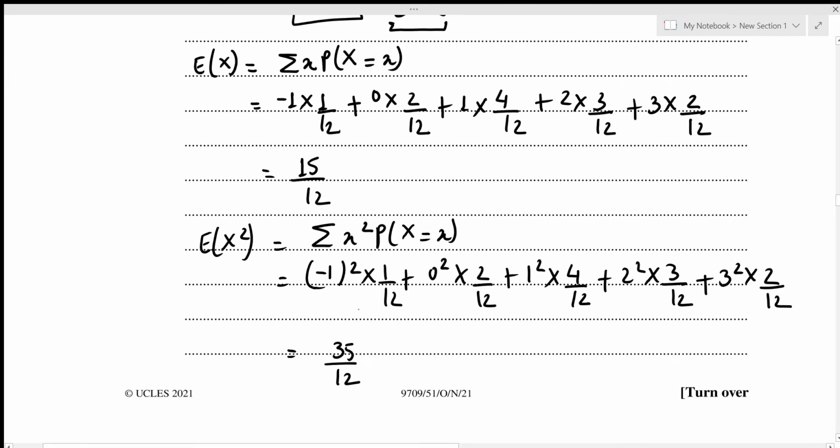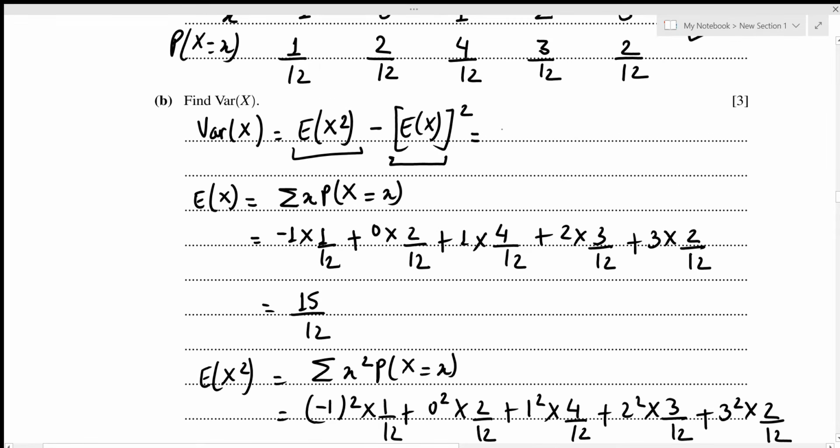Now we can just substitute these two values in order to figure out the variance. We have the value for expectation of x squared as 35 by 12 minus the value for expectation of x, which is 15 by 12 squared, which gives us the total variance of 65 by 48.